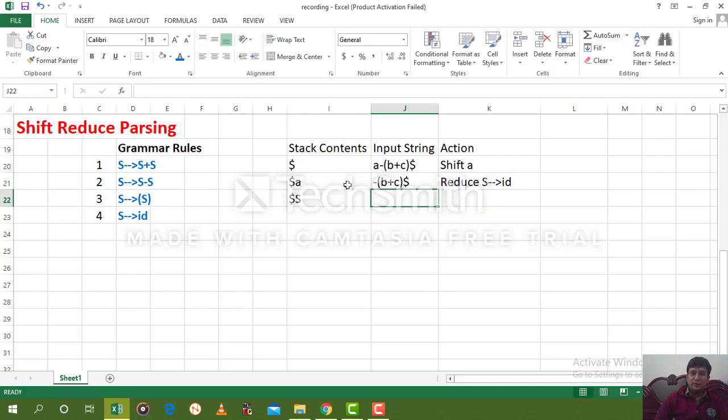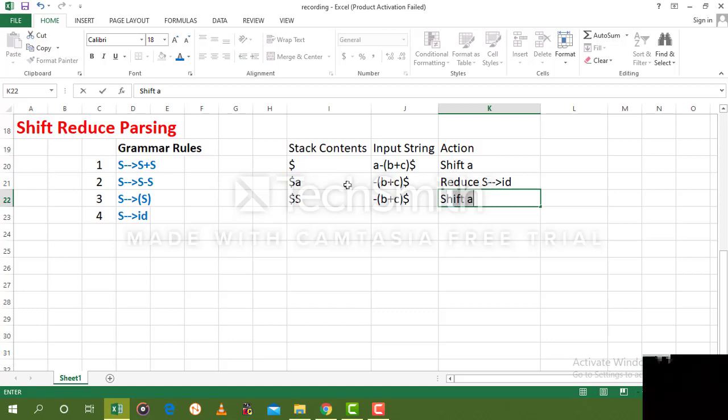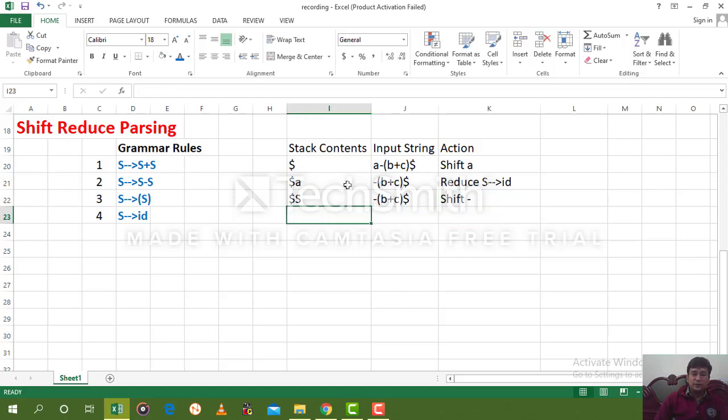Now we have the next symbol, minus. What should we do with the minus? Obviously the minus will be pushed on the stack. So what we are saying is that we are shifting the minus symbol on the stack. Shift the minus symbol on the stack is like this. Already there was this S, and we have pushed the minus symbol on the stack. Now in this string, we remain with (b plus c) and then a dollar.